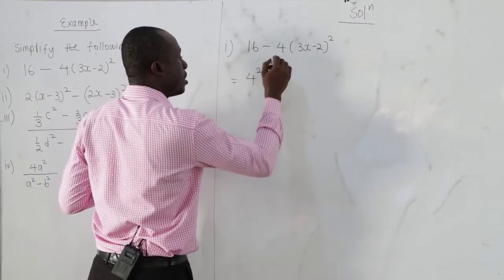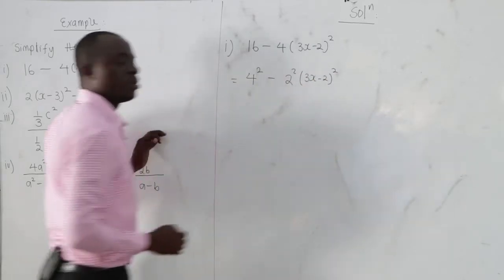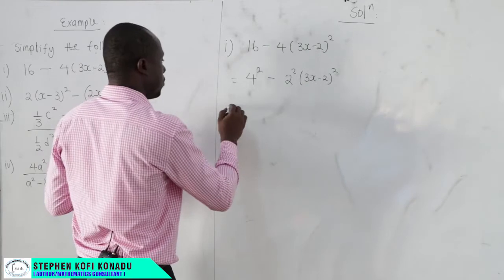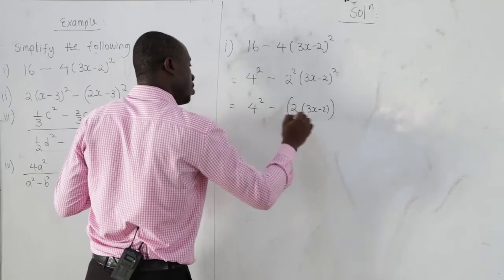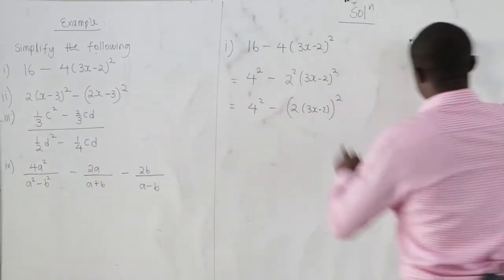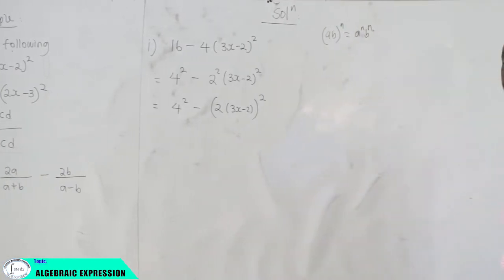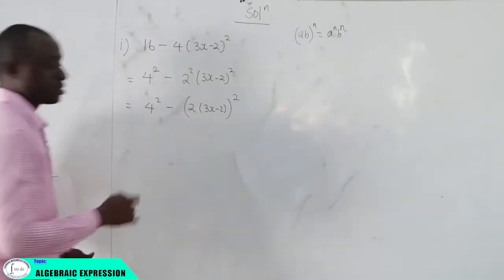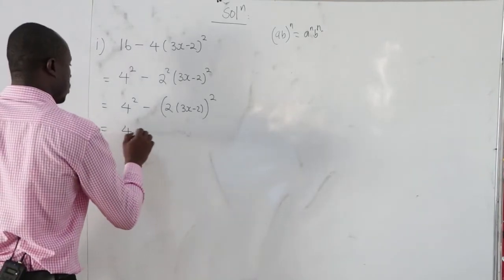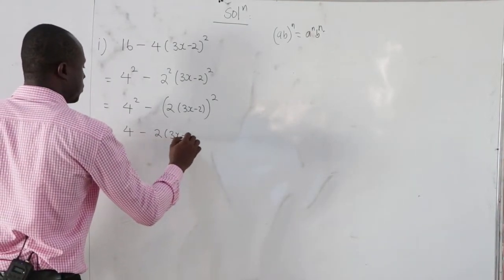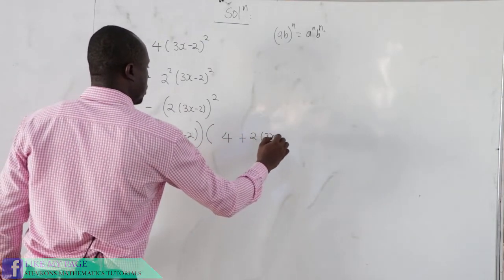4 squared, and then 4 we can write as 2 squared, (3x minus 2) all squared. Now from here we can rewrite this as 4 squared minus [2(3x minus 2)] all squared, while if you have (ab) all to the power n, this is the same as a^n b^n. So from here, difference of two squares: a squared minus b squared is (a minus b)(a plus b). So we can write this as [4 minus 2(3x minus 2)], and then [4 plus 2(3x minus 2)].